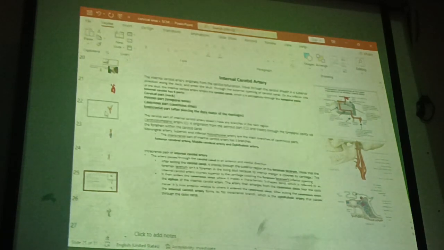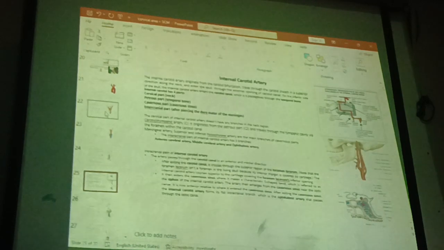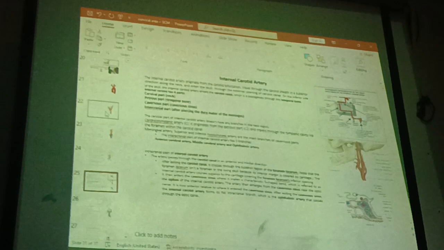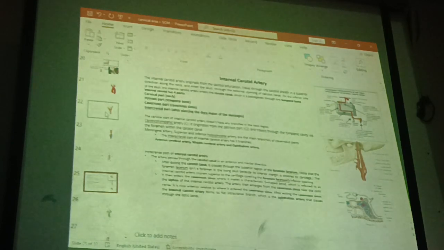Carotico-tympanic branch. When I say tympanic, I am talking about the structure in the middle ear. Tympanic means any structure in the middle ear. So, the carotico-tympanic branch supplies the structures in the middle ear. They are the branch of the second part, in the petrous.